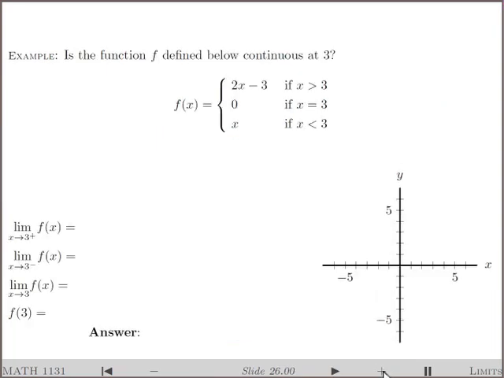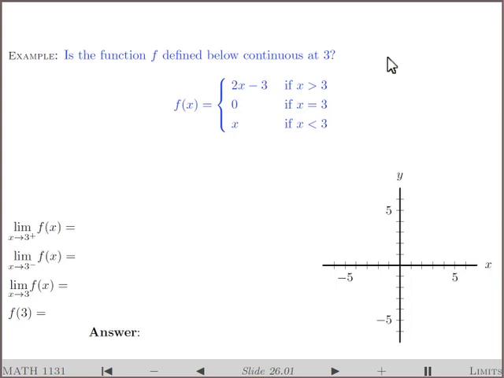If you have a piecewise defined function, then you have to find the one-sided limits first and then compare them to the value. So let's check this function, defined to be 2x minus 3 if x is bigger than 3, 0 if x is 3, and x if x is less than 3, for continuity at 3.